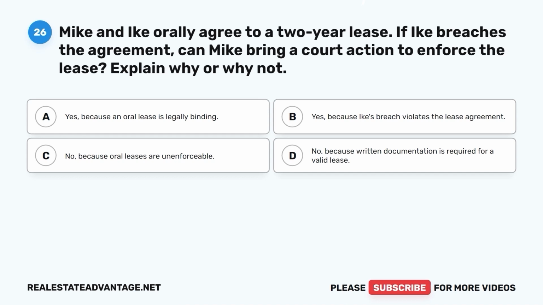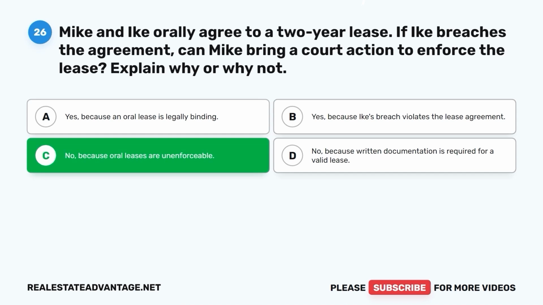A. Yes, because an oral lease is legally binding. B. Yes, because Ike's breach violates the lease agreement. C. No, because oral leases are unenforceable. D. No, because written documentation is required for a valid lease.